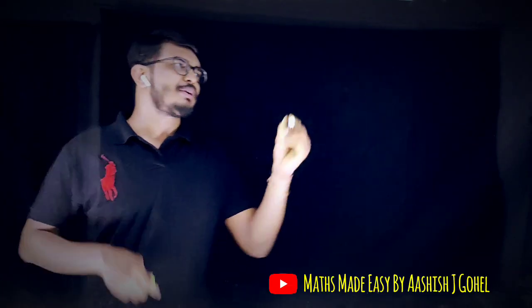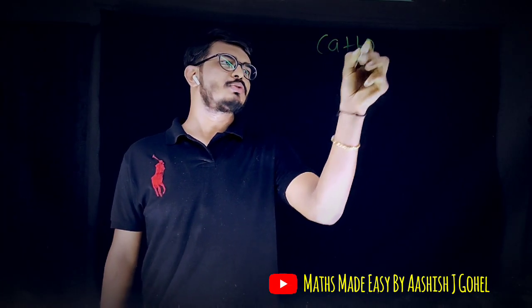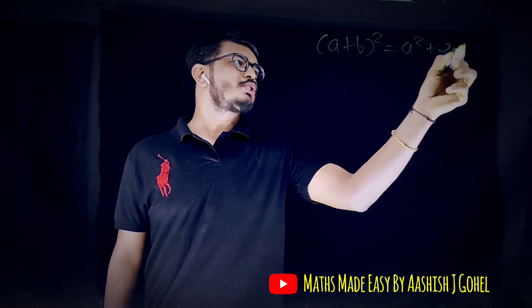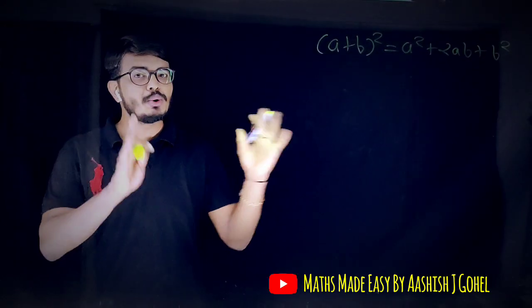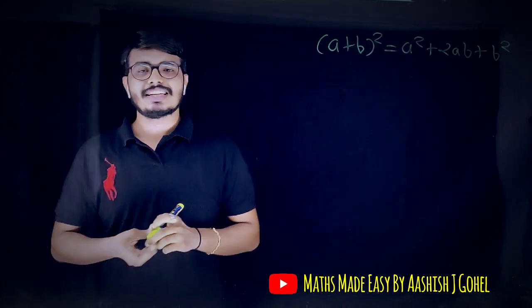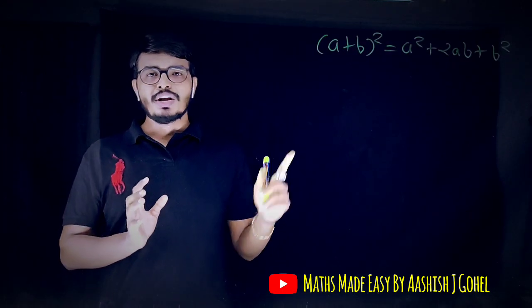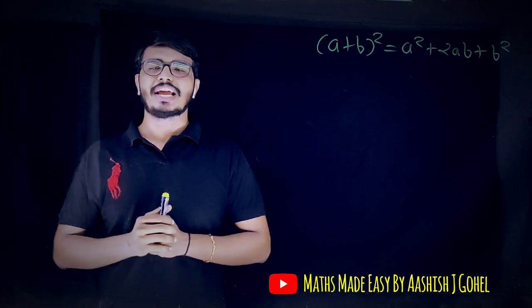We already know the formula for a plus b whole square, that is a square plus 2ab plus b square. If you don't know how this formula came, then I have delivered one lecture on that too. The link will be given at the end of the video lecture.